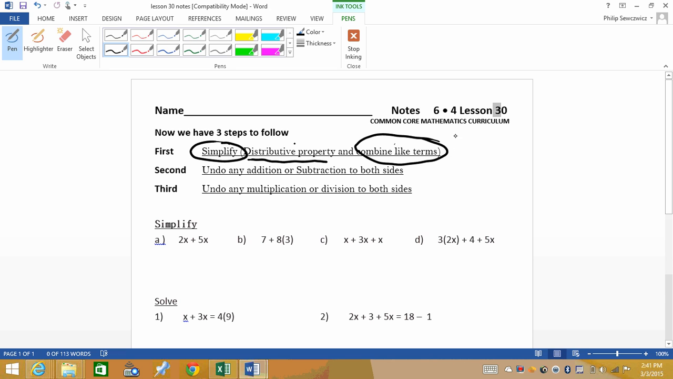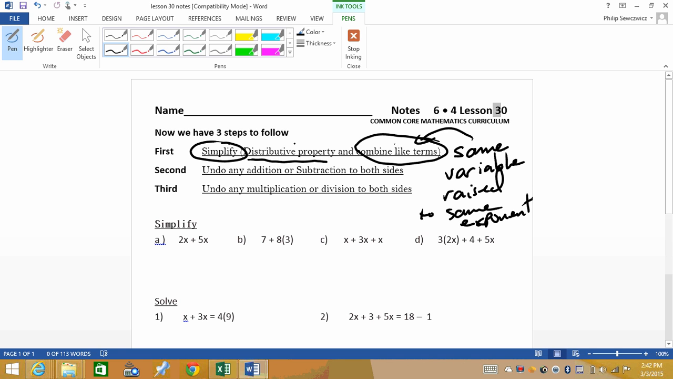So like terms is a little bit more specific. It is the same variable, all right, raised to the same exponent. We're going to start you off very nice here, and we're just going to be looking at individual variables like x's or y's or c's. We're not really going to get into the exponent form right now. We care about you. We want to start you off nice. We want to let you climb that ladder.